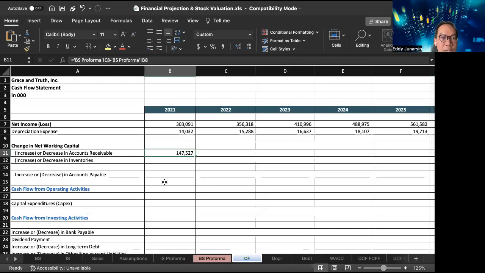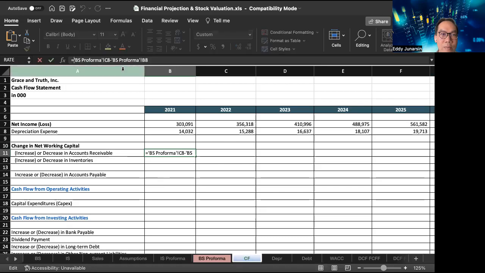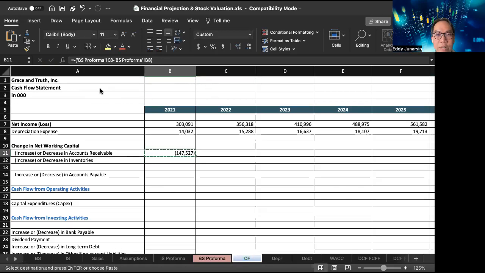Remember, increasing accounts receivable will lower cash. Okay, so here we need the minus sign, because an increase in accounts receivable lowers cash, right? Because now we sell more items on credit rather than on cash basis. So increasing accounts receivable will lower our cash. So it's negative. It's negative sign.